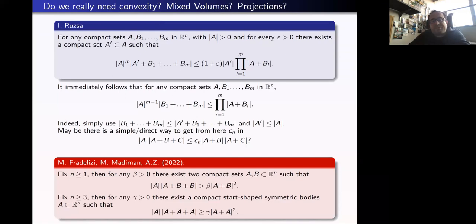So if somebody, and it would be great, would like to create some integral argument or some combinatorial arguments, you still need to use convexity. Maybe you avoid mixed volume, but you will use convexity.